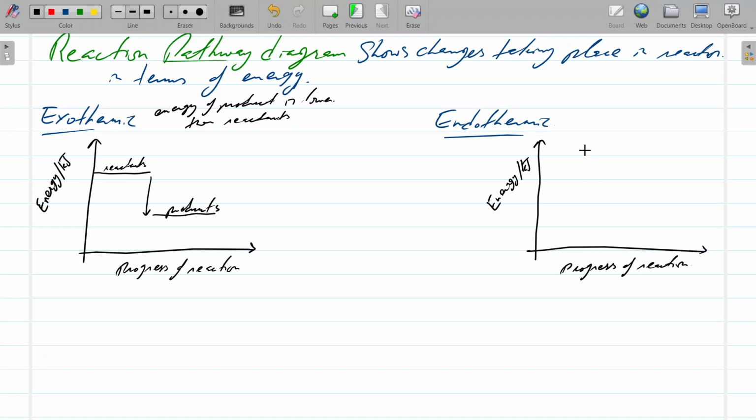In the case of endothermic, the energy of products is higher than reactants. And so you start off low and you show an energy increase, and then you've got your product. So these are reactants and these are your products. Does this make sense?